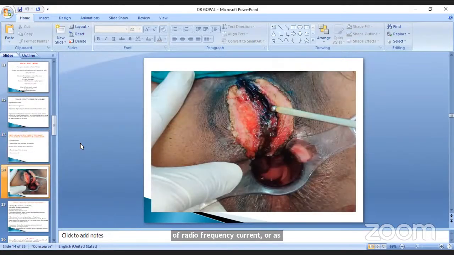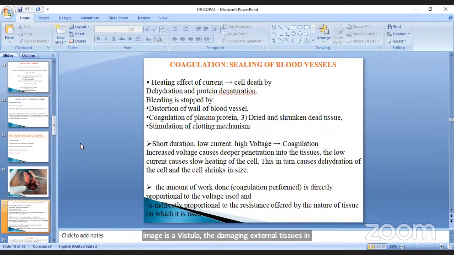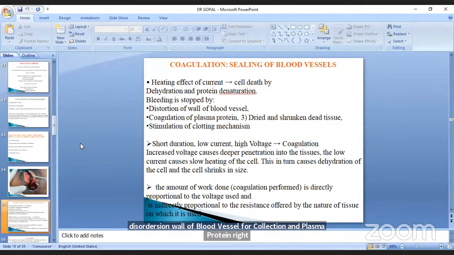Next, this image is a fistula, damaging external tissues with the help of radio frequency cautery. Next, coagulation, sealing of blood vessels: heating effect of current, cell death by dehydration, protein denaturation. Bleeding is stopped by dissolution of the wall of the blood vessel, coagulation of plasma protein, strengthening the dead tissue, and stimulation of the clotting mechanism.